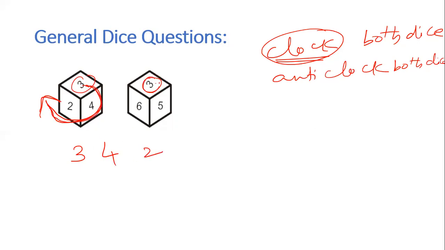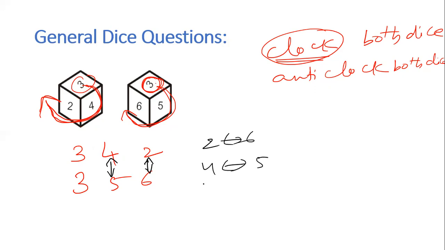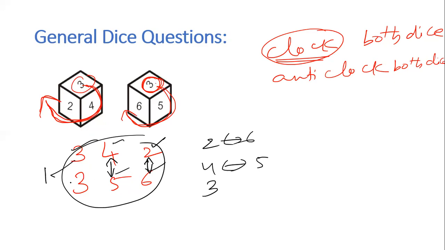Similarly here also, this is the common element, right? So we start with that common element and then write in clockwise direction 5, 6. So it is very clear that here 2 and 6 are opposite, 4 and 5 are opposite faces. What about 3 here? Now, in all these numbers, which element is missing? 1 is missing, right? We have 2, 3, 4, 5, 6, and 1 is missing. So the one which is missing is opposite to this common element, which is 3. So 3 is opposite to 1.